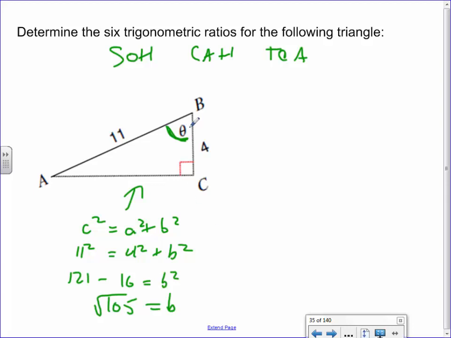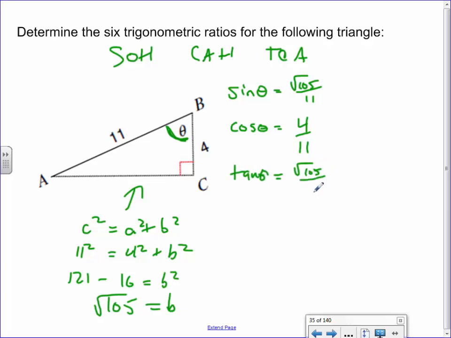So let's try finding the 6 trig ratios. Sine of my angle would be the opposite over the hypotenuse. It's not hard. What would cosine be? Cosine would be the adjacent over the hypotenuse. Tan would be the opposite over the adjacent. You okay with that so far?